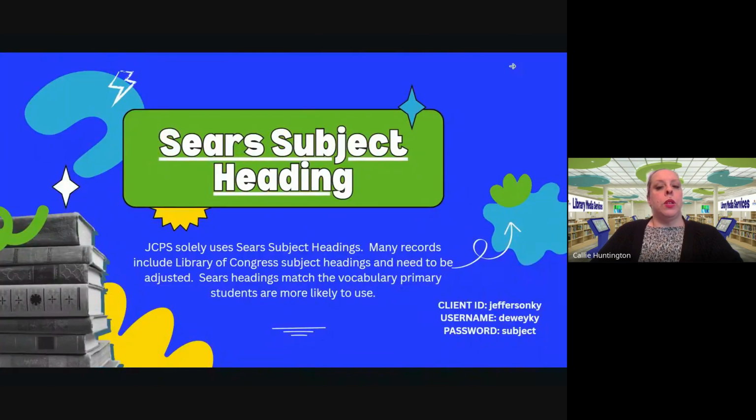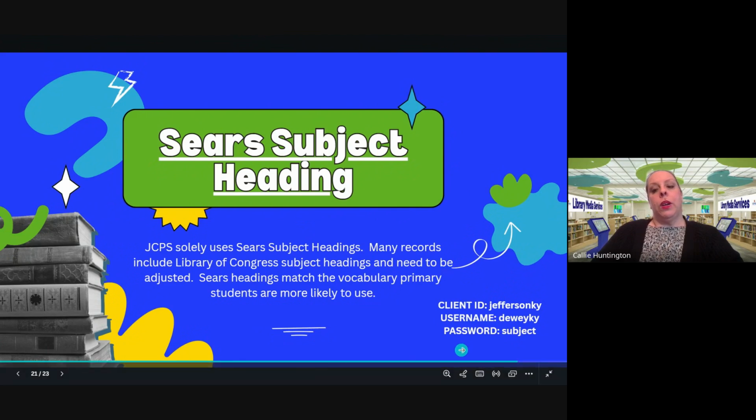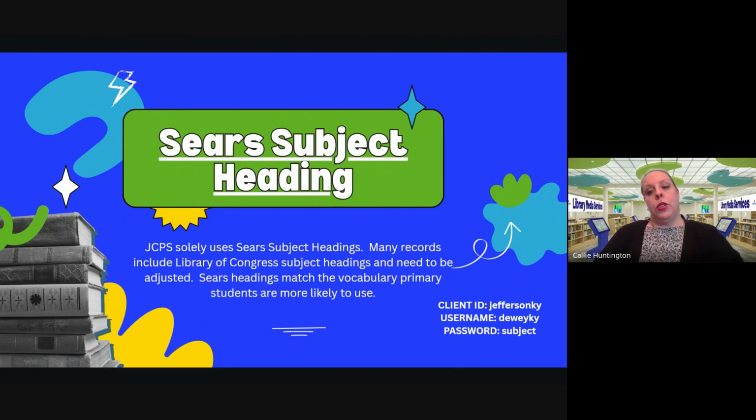Okay. So let's talk about Sears subject headings. I don't know if you've used this resource recently or a long time or ever, but this is something that we pay for. It's a database. If you look down here in the bottom right corner, this is the password when you're at home. So it's Jefferson, KY, Dewey, KY, subject. I'm going to go ahead and put the address in the chat.